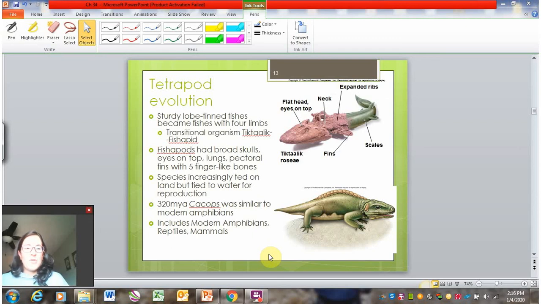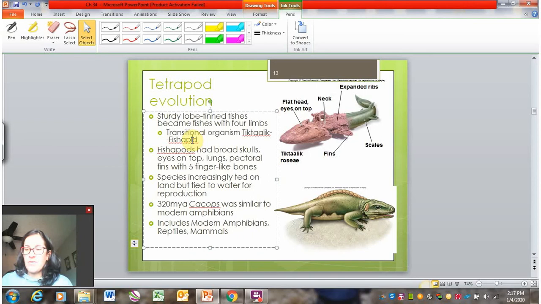An ancestral lobe-finned fish would give rise to the earliest tetrapods. Tetrapod is a word that means 4 limbs or 4 feet. So the sturdy lobe-finned fish ancestor would give rise to a fish that had 4 limbs, so a tetrapod. And so the evidence for this is a transitional organism called Tiktaalik, also referred to as fishapod.